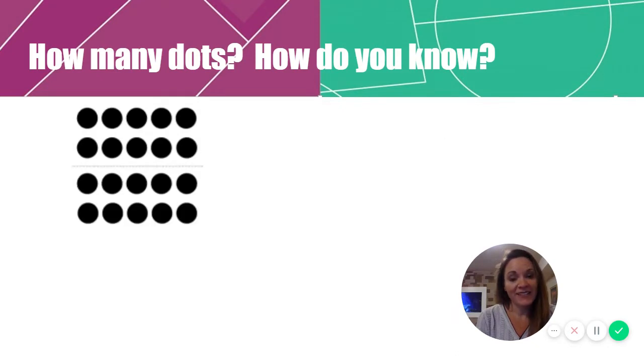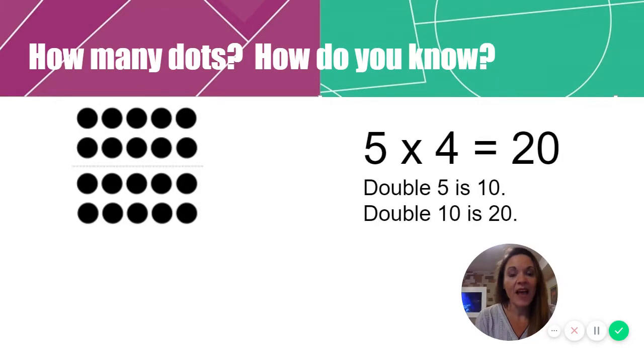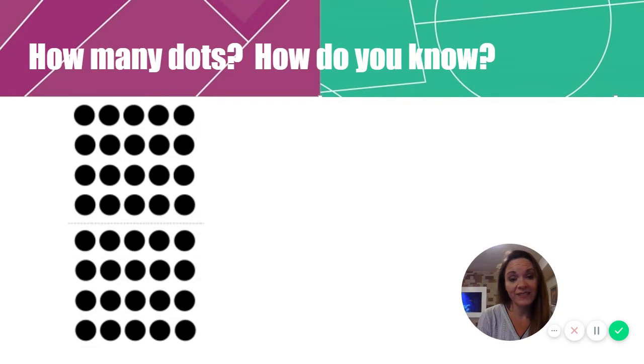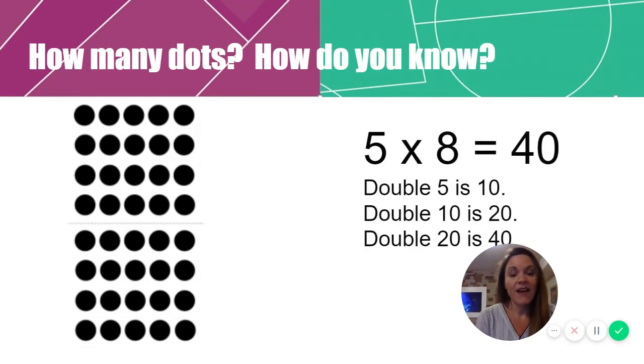How many dots? How do you know? 5 times 4 equals 20, or 4 times 5 equals 20. When we double 5, we get 10, and when we double 10, we get 20. How many dots? How do you know? 5 times 8 equals 40. Double 5 is 10, double 10 is 20, and double 20 is 40.